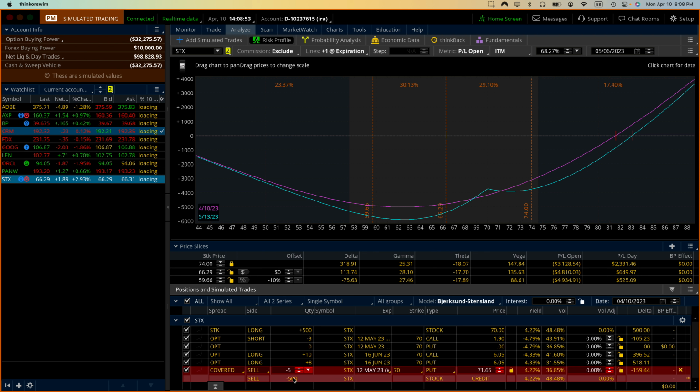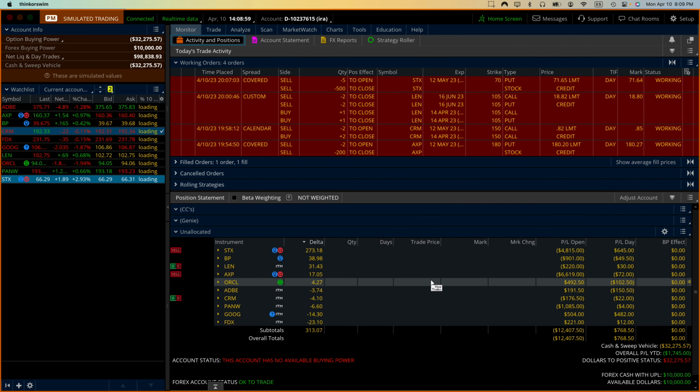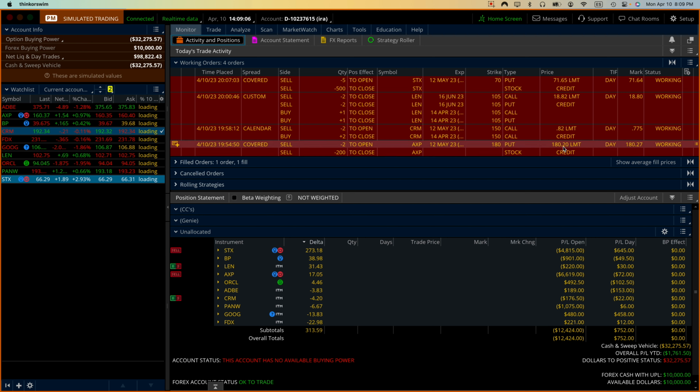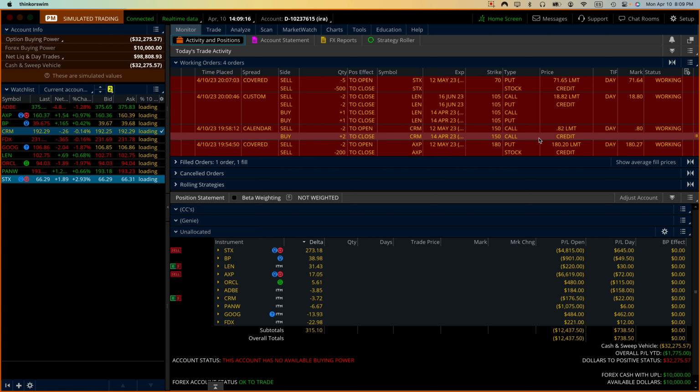The other is a complicated covered call. All right, and that's about it. So let's go and confirm all this and see if we can adjust this a little bit. The AXP, I'm asking for a credit of 180.20. Well, the mark is 180.27, so it should be okay. It should be filling quite soon.